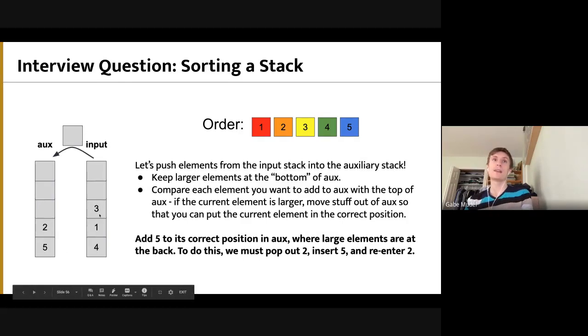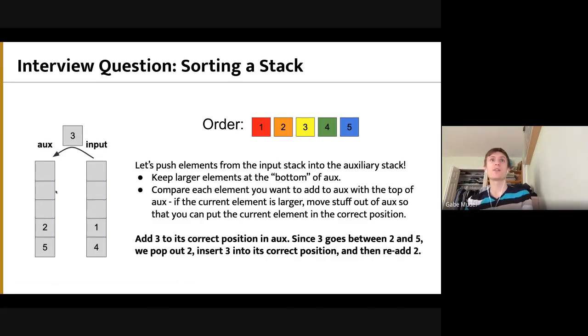Okay, now we want to put 3 into our aux. So we're going to try to do that, but wait, we can't because 2 is in the way. So what do? We pop off 2, put it into input, and then now we can put 3 in, and then we put 2 back where it was. So now we have 3 elements in the correct sorted order.